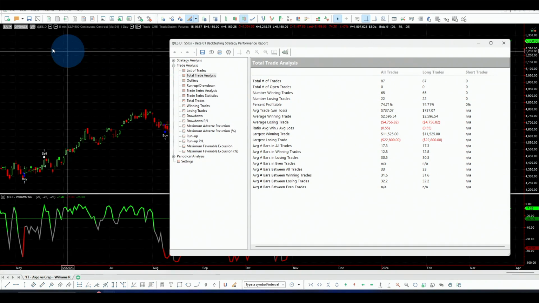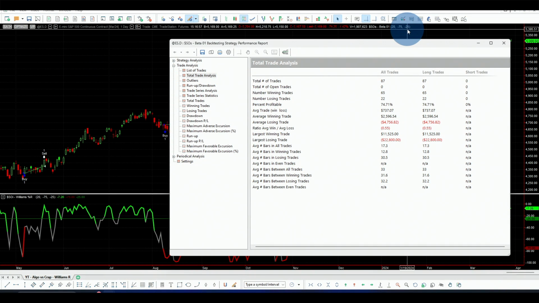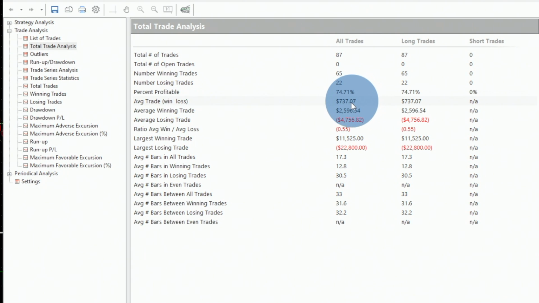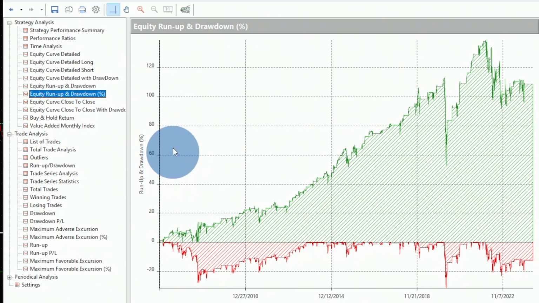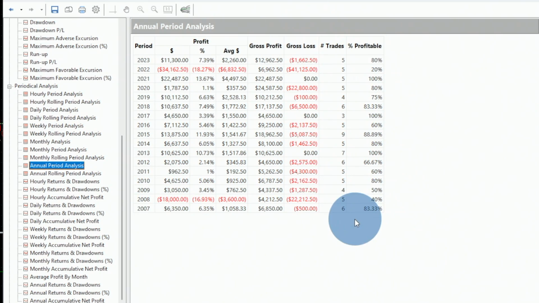So this strategy currently, with the 20-bar look back and minus 75 and minus 25 as the levels, has 87 trades with $737 on average. Our performance: we are making $64,000 with a 1.2 return to drawdown ratio. This is how the strategy looks, and here are the annual returns.